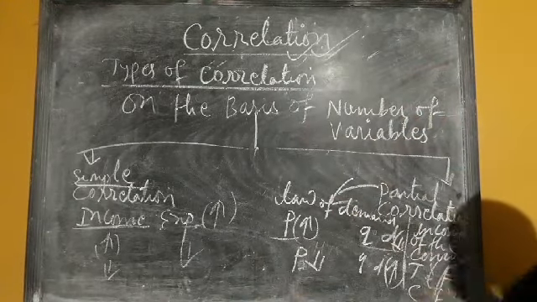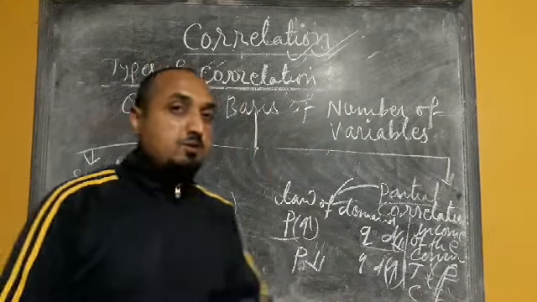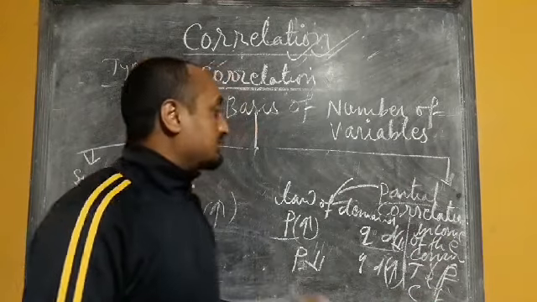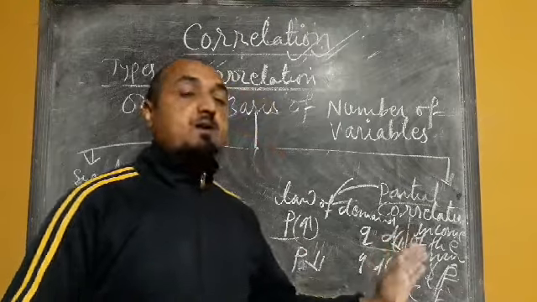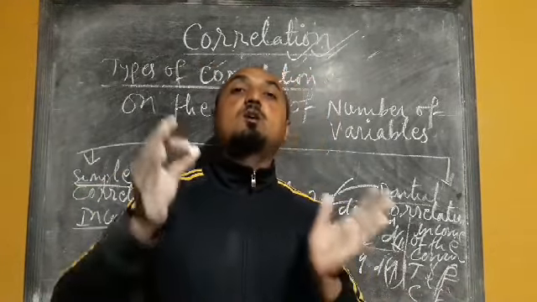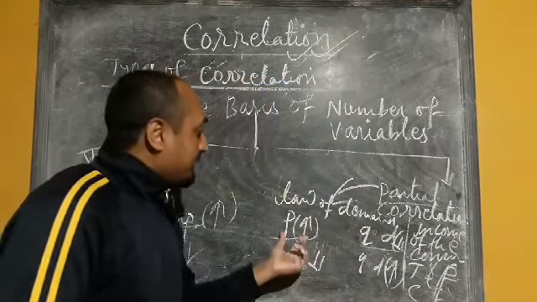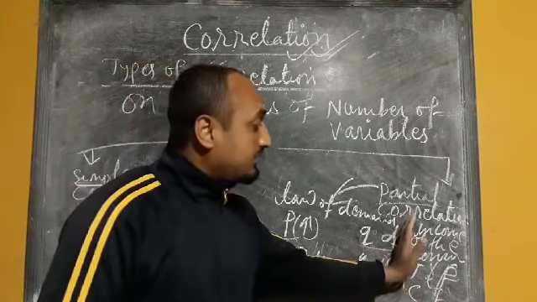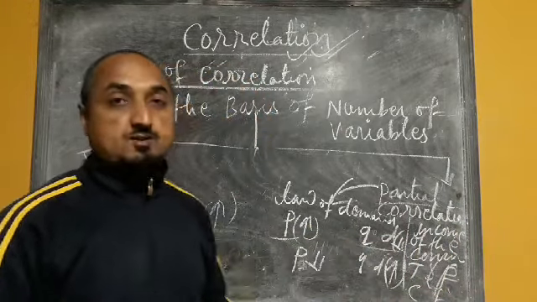Now in the case of partial correlation, we can see that we are showing the relation between two variables and the impact of other variables is kept constant. So when we show the relation between price and quantity demanded, we are keeping income of the consumer, taste and preference, credit facility, government policy as constant. Other determinants are kept constant. So if price increases, quantity demanded decreases. When price decreases, quantity demanded increases. But the impact of other variables is kept constant. So that is the case of partial correlation.